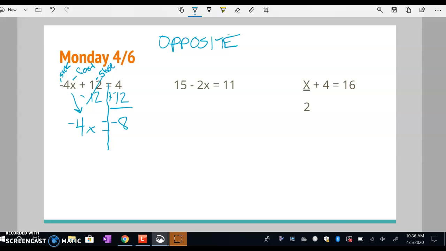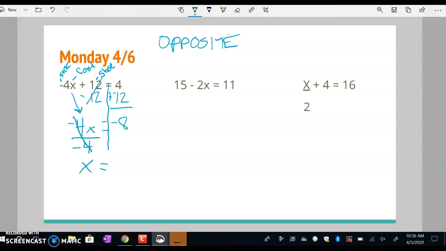Okay, so now it's time to take the sock off, and again, I always take it off by using the opposite operation. Whenever we have a number right next to a variable, that means multiply. And the opposite of multiplication is division. So I'm going to get rid of this negative 4 by dividing by negative 4. That allows me to get rid of it. Now I'm left with just the foot, just the x, which is exactly what we want.